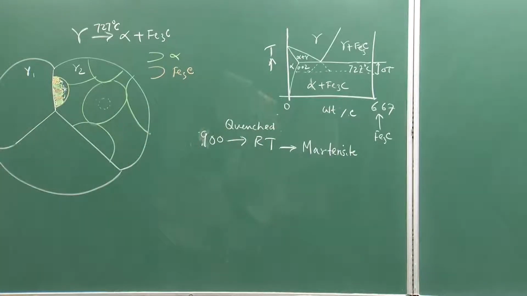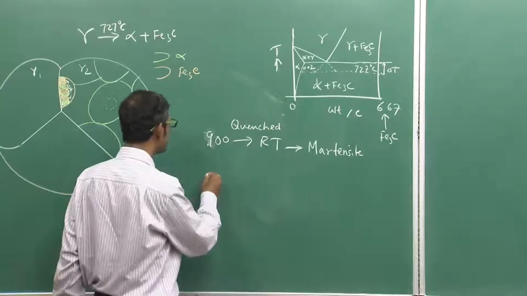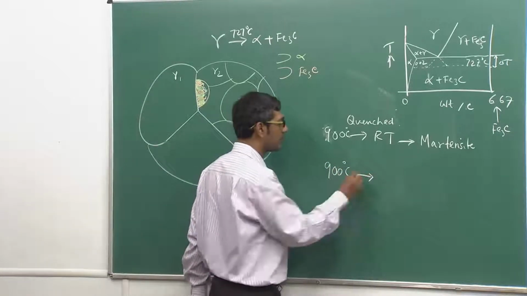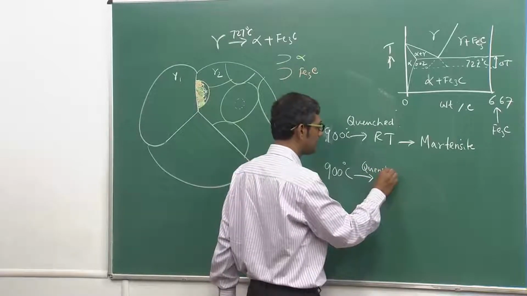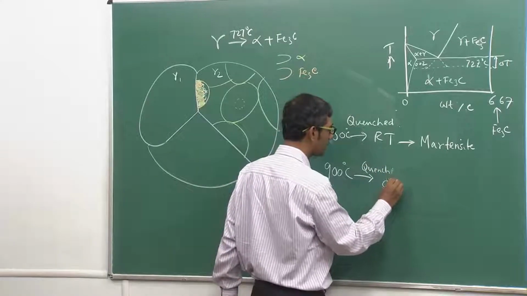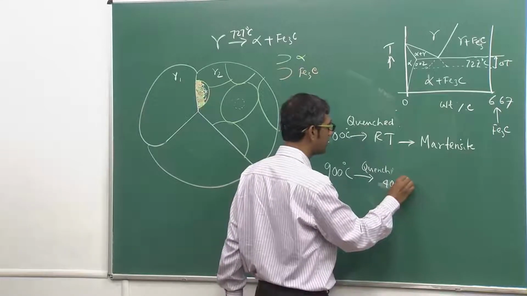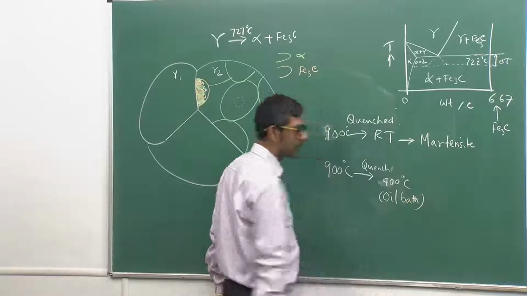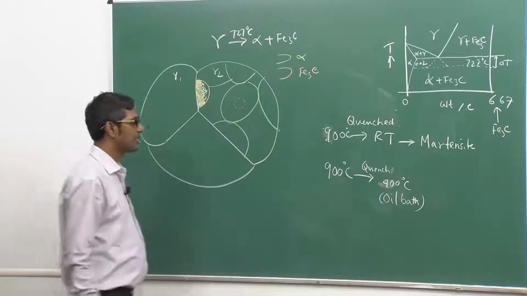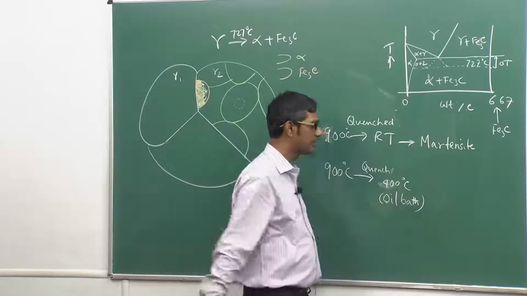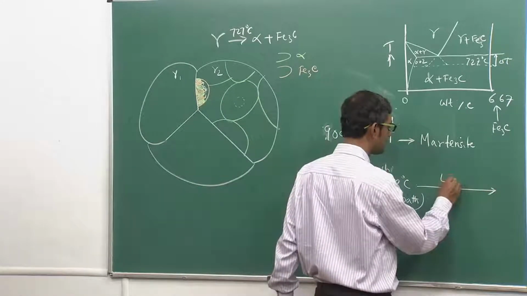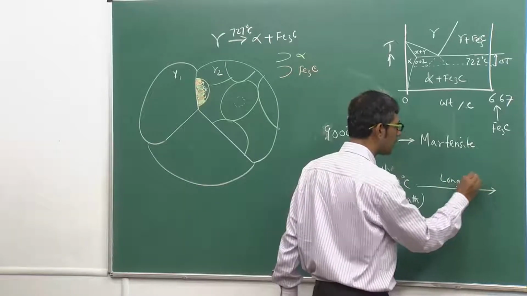Okay, that is another way of looking at transforming gamma to some other product. If I take the steel from 900 degrees Celsius and quench it into an oil bath, let us say quench to about 400 degrees Celsius, it can be an oil bath or some substance like glass which can melt at about 400 degrees Celsius. So, if it is quenched and then kept there for a long time, perlite will not form either.